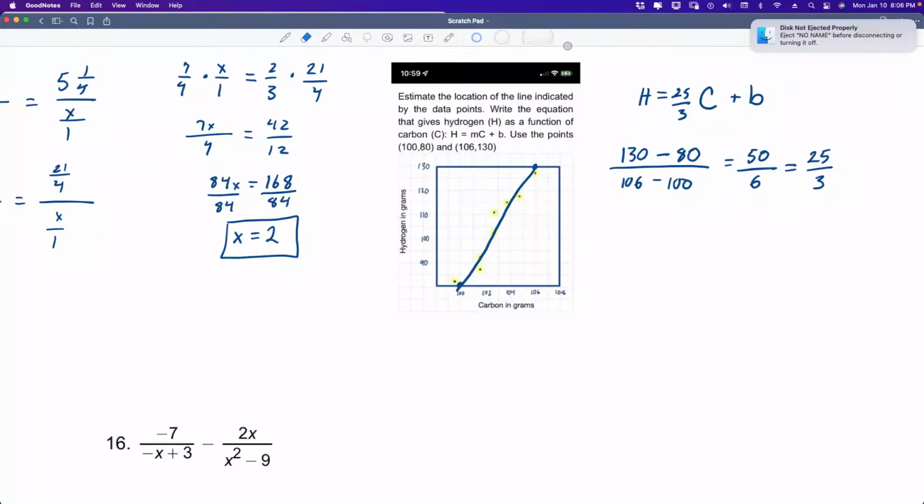All right, I'm going to erase this bit just so we have some room. And then I'm going to find the point at which it crosses the y-axis. And the place at which it crosses the y-axis is the place where x is going to be 0. But all I need to do that is I need to find a point. The h is the y. So let's use this point. This will be better. So if h is the y, that's 80 equals 25 over 3 times 100 plus b.